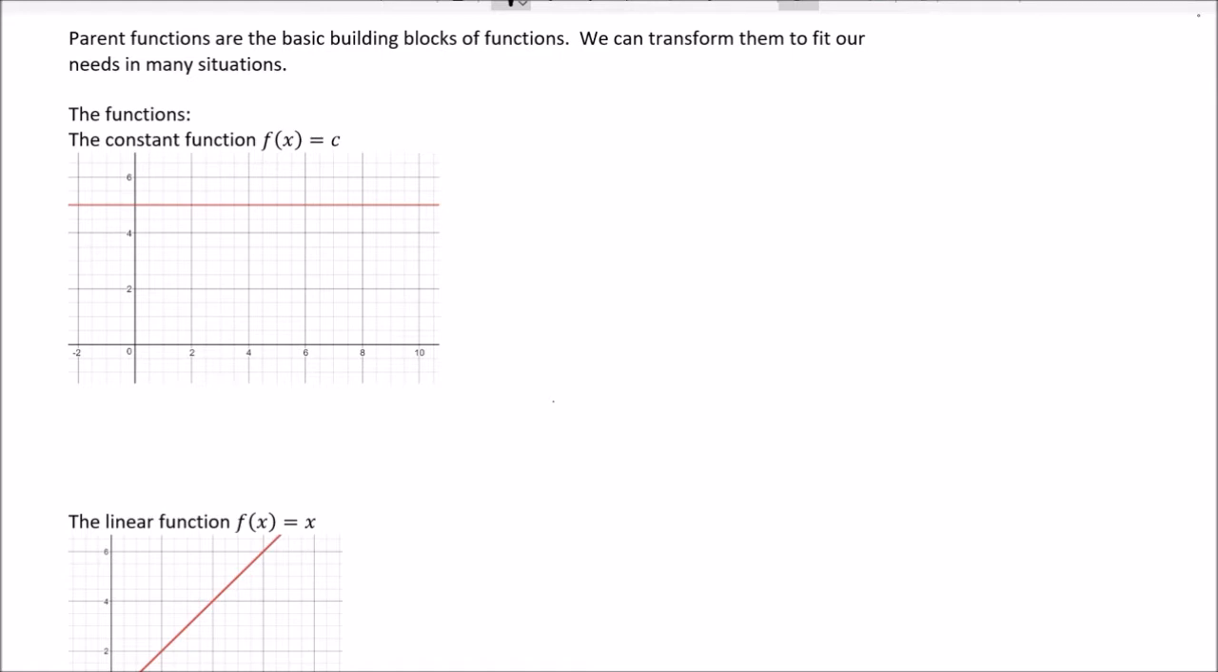Today we're going to talk about parent functions and how to graph piecewise functions. So what's a parent function? A parent function is basically just like our building block function. They're like Legos, okay? We can put them together to make other things. We can transform them to meet our needs for any situation. Well, not any, most situations.